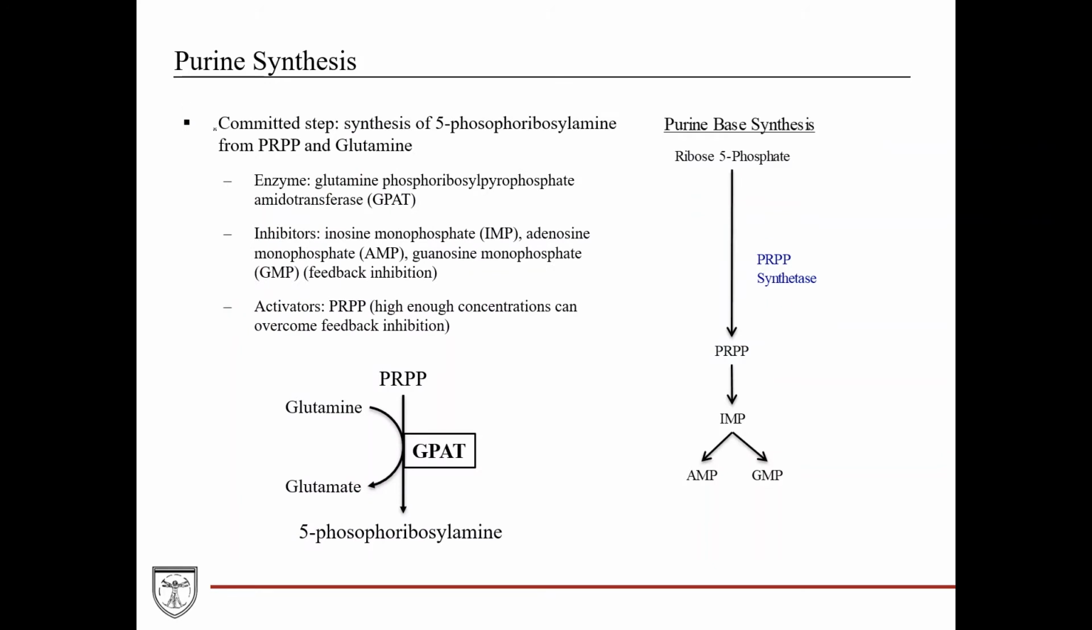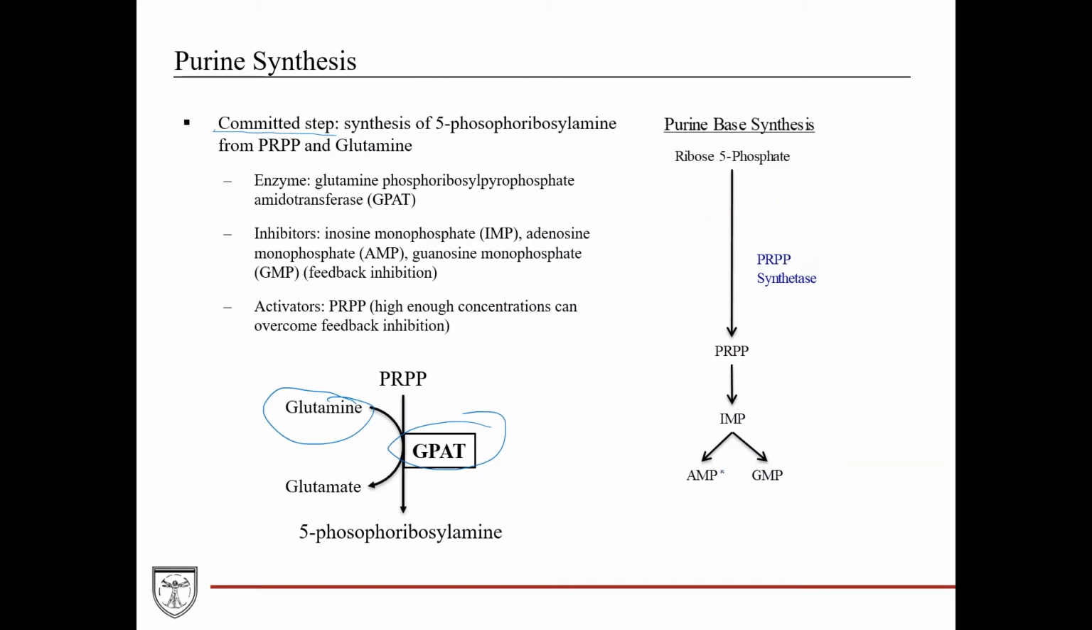Then you have the committed step, which is the other important type of step. So on PRPP's journey to forming IMP, again, this is an overview diagram, we're not showing you every single step. There's this first step where PRPP is forming 5-phosphoribosylamine, and it's using glutamine, which is then converted to glutamate, to form that. And it's catalyzed by the enzyme glutamine phosphoribosyl pyrophosphate aminotransferase. Now that's a nice mouthful. So for short, we'll call it GPAT. What's more important is the inhibitors and the activators. This is a step on the way to forming IMP, or inosine monophosphate.